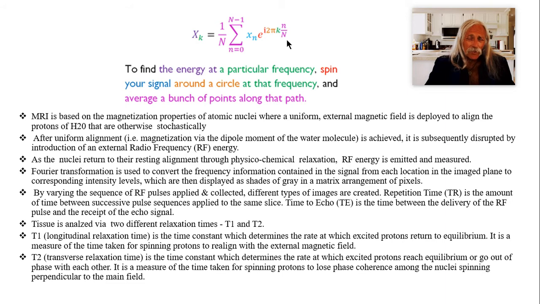T2 is a transverse relaxation time. That's the time constant which determines the rate at which the excited protons reach equilibrium or go out of phase with each other. Okay? It's more a dynamic system. T2 is more dynamic. So it's a measure of the time taken for spinning protons to lose phase coherence, lose that magnetized dipole structure among the nuclei which are spinning perpendicular to the main field. That's why T2 gives you more detail, okay? Because it's measuring an event in real time. It's my way of describing it anyway.